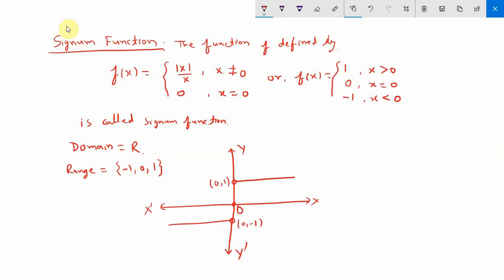So today we have discussed the special types of functions under which we have covered constant function, identity function, modulus function, greatest integer function, smallest integer function, and fractional part function. Also we have covered signum function. I hope all of you have understood today's lecture.